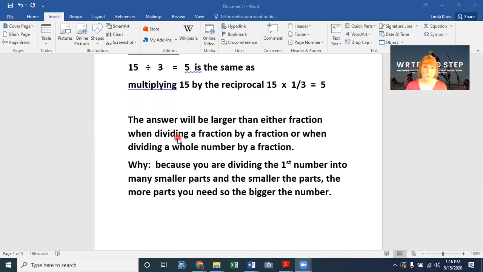So think about if you were dividing 12 inches by, let's say, 1 foot. Divide 1 foot by 12 inches. Each inch is a certain size, right? But if you were to divide that 1 foot into half inches, you're going to have more half inches in that 12 foot than you are going to have inches. And if you're going to divide it into 1/4 inches, you're going to have even more. So that's why your answer is going to be bigger. You're going to have more parts.